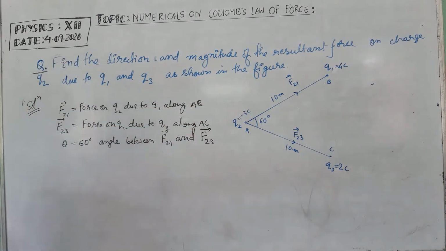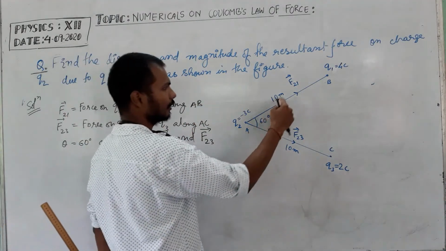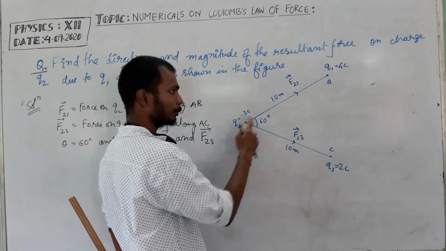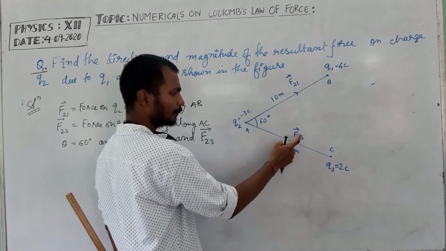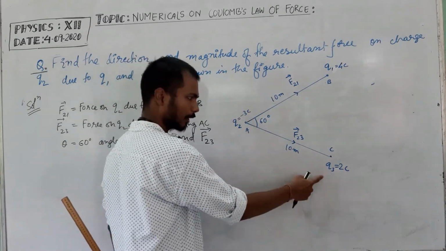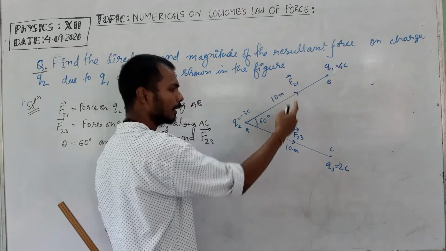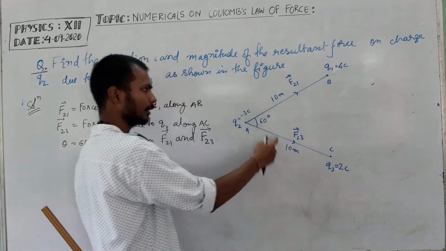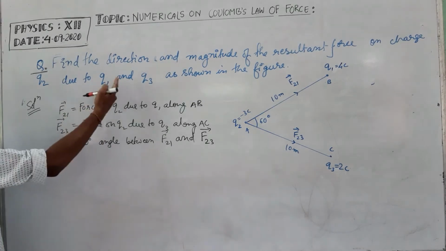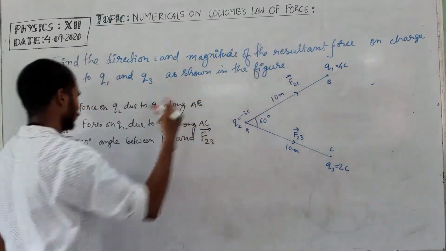See the figure? If we say F21 is the force acting on charge Q2 due to Q1 and F23 vector is the force acting on Q2 due to Q3, then the angle between F21 and F23 is 60 degrees. Now, first use Coulomb's law to find the force, that is F21.